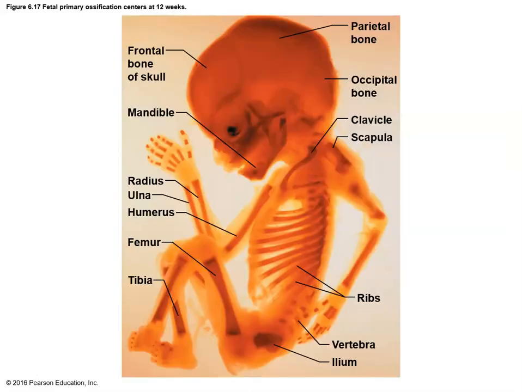Here we have a developing fetus. This is a 12-week-old baby, so this is 12 weeks of development, not 12 weeks after birth. And what we see is the beginnings of bones forming. So all of these started as cartilage, remember, and they're becoming bone.